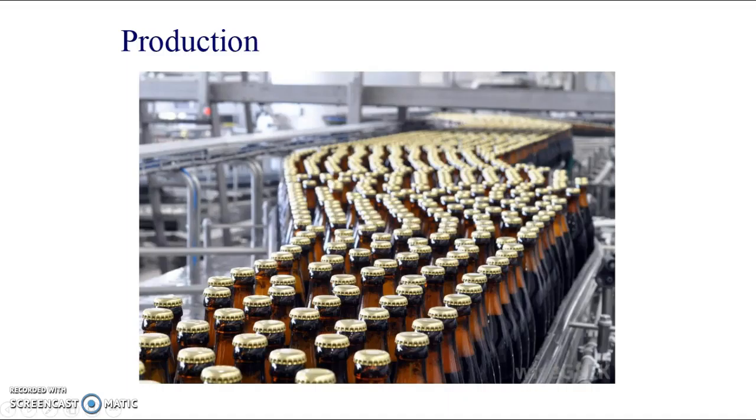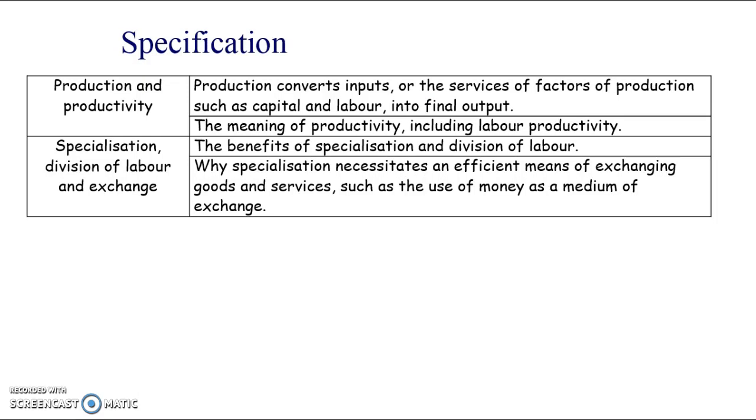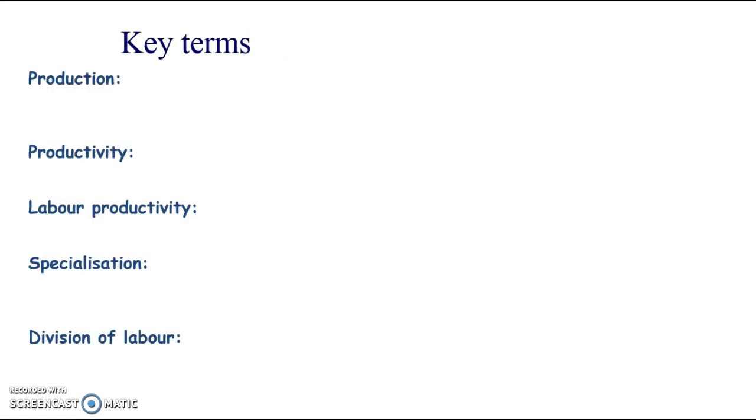Now is a series of videos looking at the internal workings of businesses. So we're going to be looking at production, costs, revenue, profit, those types of things, giving a bit more detail on firms. So this first video, we're going to look at production and productivity and the term specialisation, division of labour and exchange, and looking at money as well as a medium of exchange. So here are a few key terms.